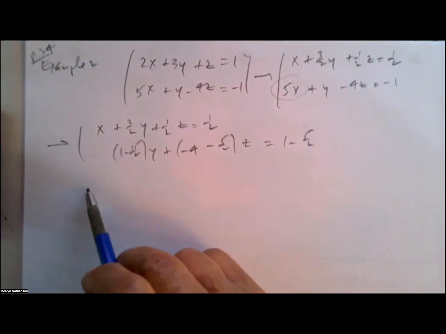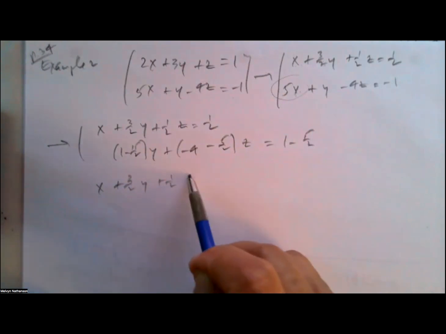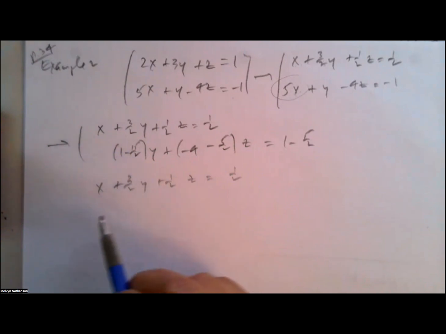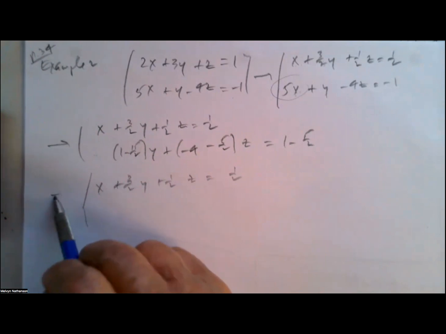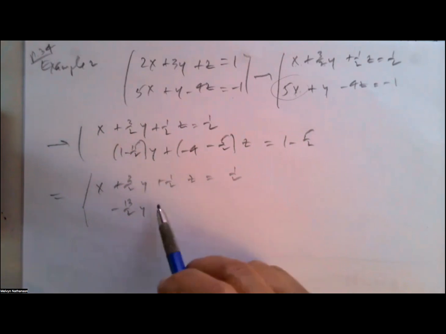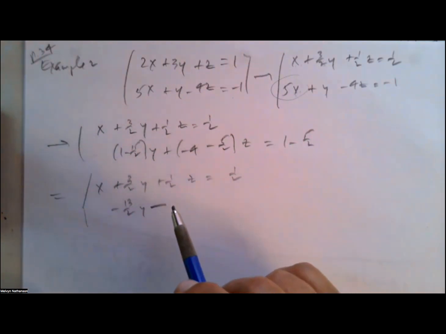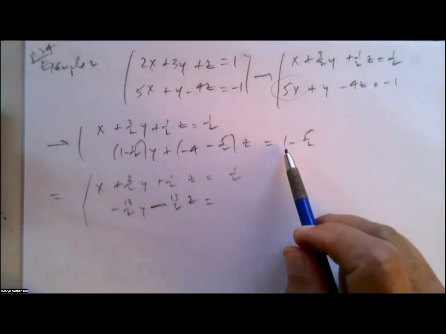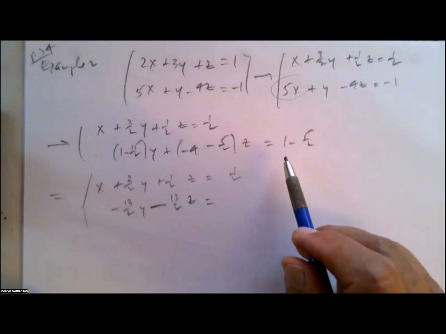So this is exactly the same as x plus 3/2 y plus 1/2 z equals 1/2. The x's disappear in the second equation. This is minus 13/2 y, minus 4 minus 5/2 is minus 13/2 z, equals 1 minus 5/2 is minus 3/2.